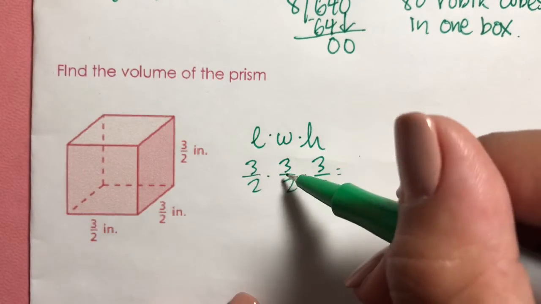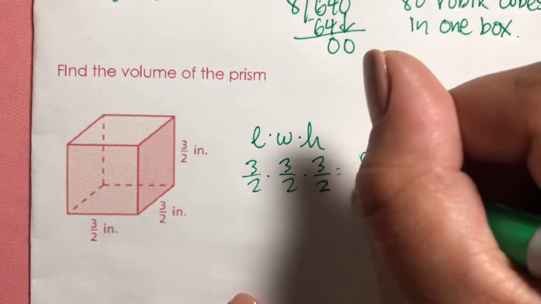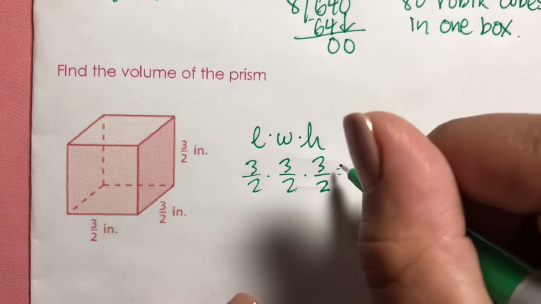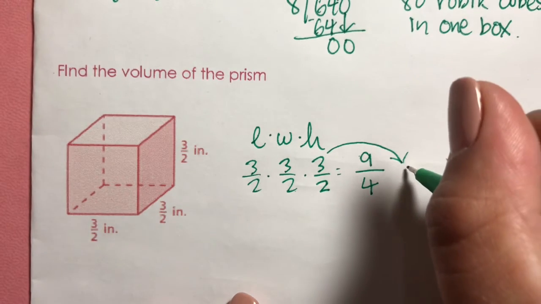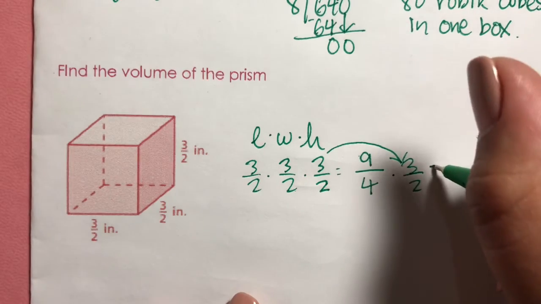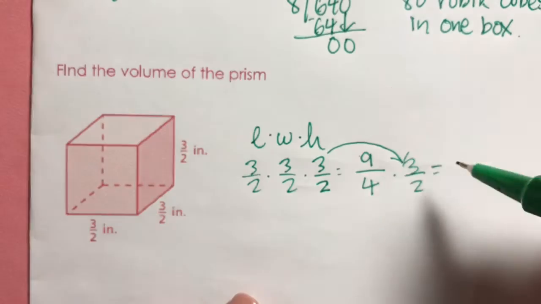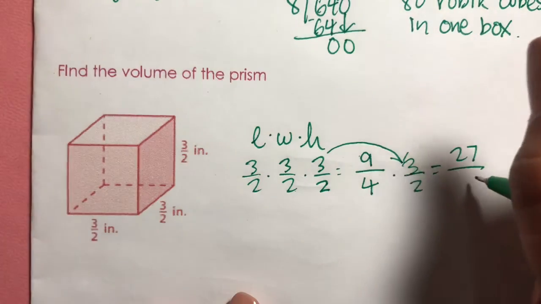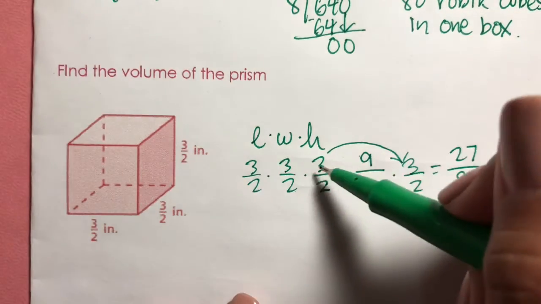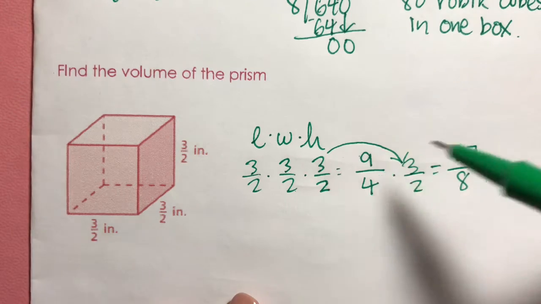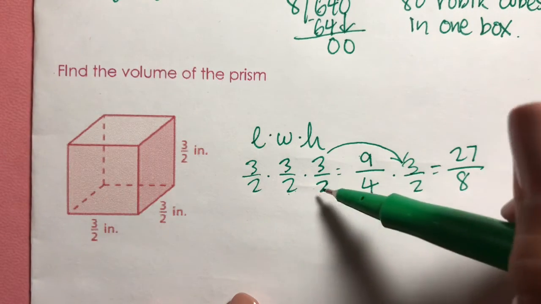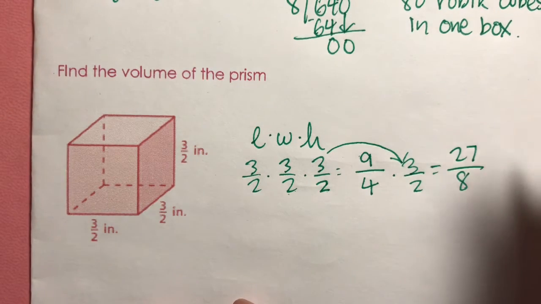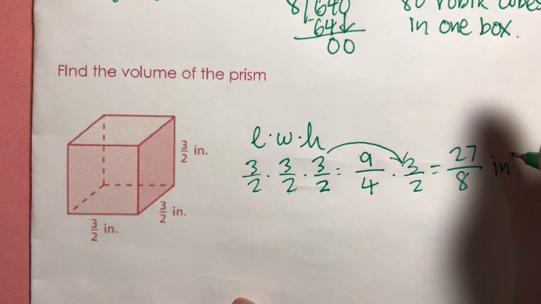Okay, so let's do these two first. 3 halves times 3 halves. 3 times 3 equals 9, and 2 times 2 is 4. Then we have to do this one, which equals 9 times 3, which is 27, and 4 times 2 is 8. Or you could just do all the numbers together: 3 times 3 is 9, 9 times 3 is 27, 2 times 2 is 4, 4 times 2 is 8, which is the answer that we got. Okay, so that is our volume, 27 eighths inches cubed.